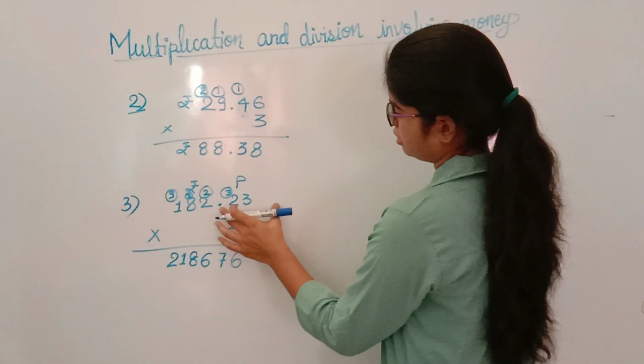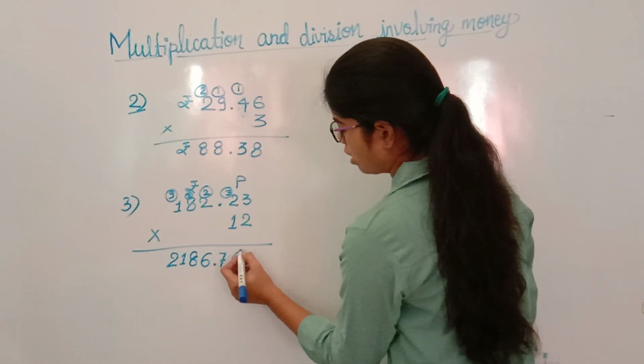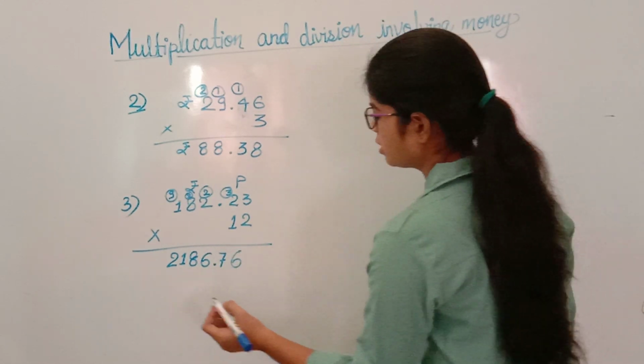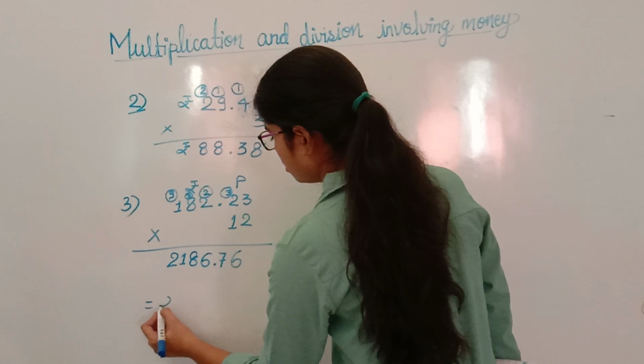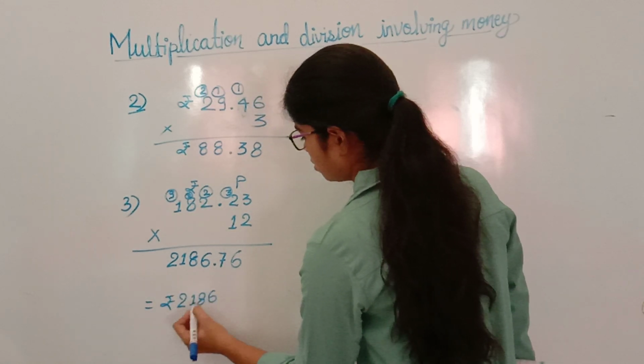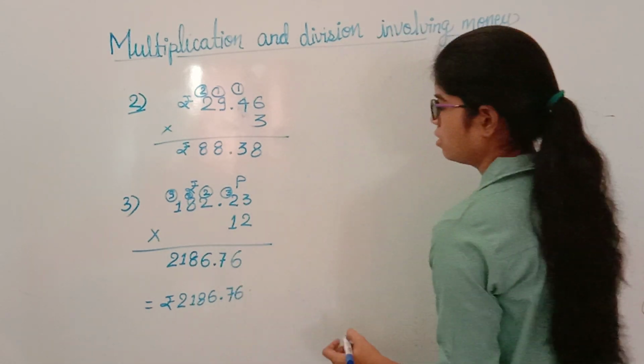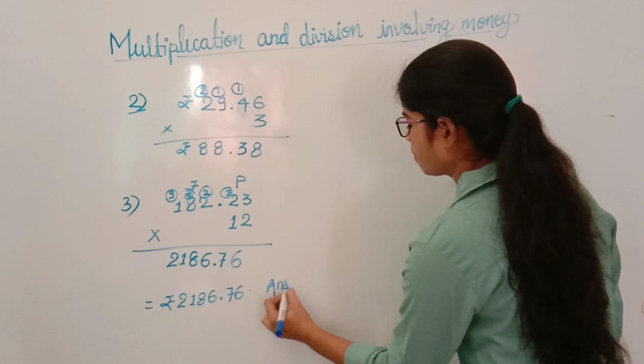And the decimal is after 2 digits from the right, so we also put it after 2 digits from the right, and got the answer rupees 2186.76. That's the answer.